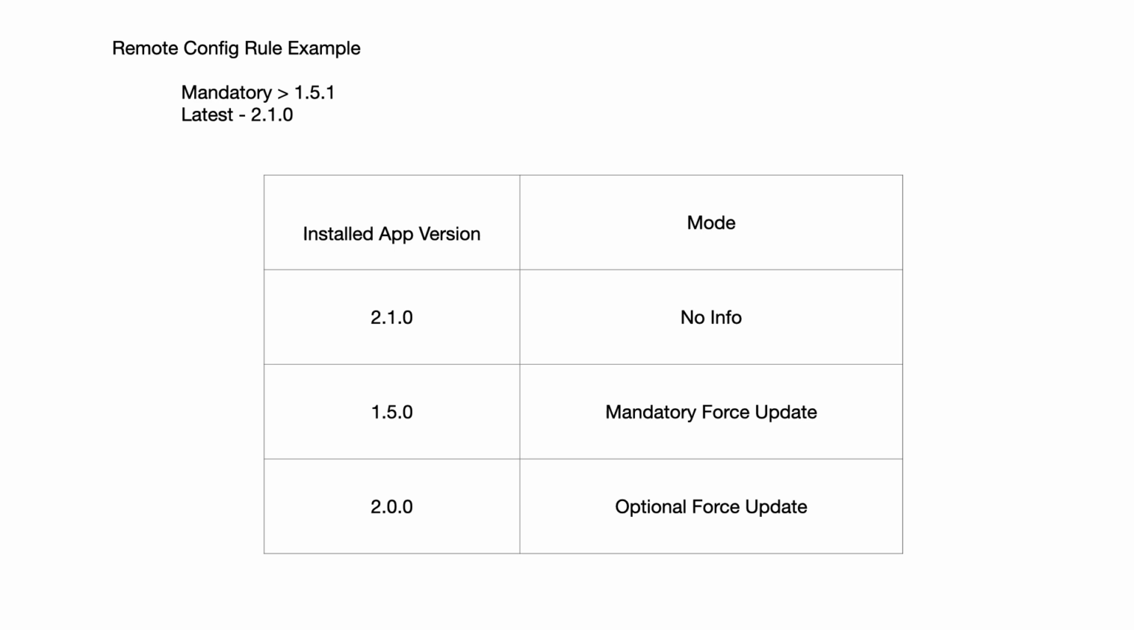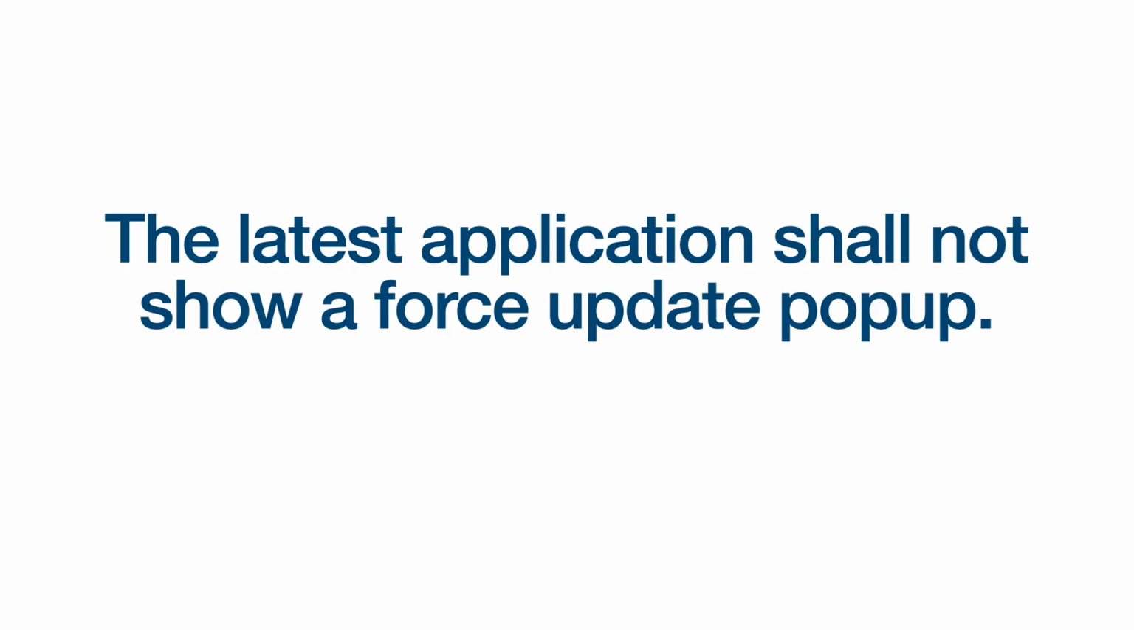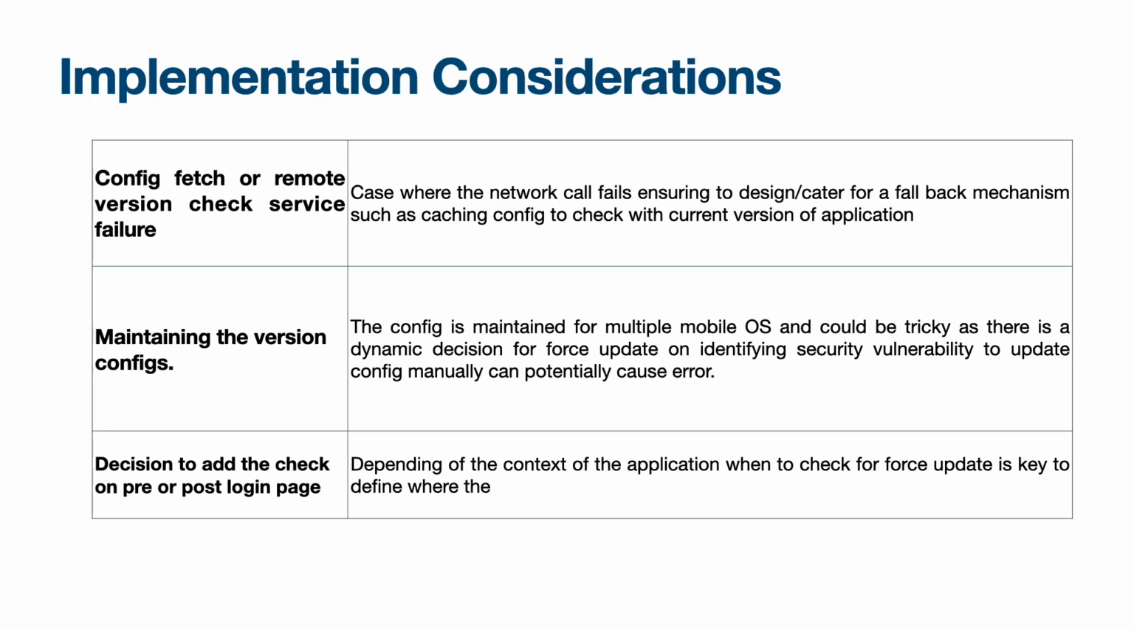Second is 1.5.0. This is less than the minimum supported version. Therefore, it will be a mandatory force update. The last one, 2.0.0, is in between the minimum supported version and the latest version. Therefore, the optional update is ideal and it will be shown when the user opens the application. Additionally, before moving to the next, I wanted to reiterate the fact that the latest application shall not show a force update pop-up.